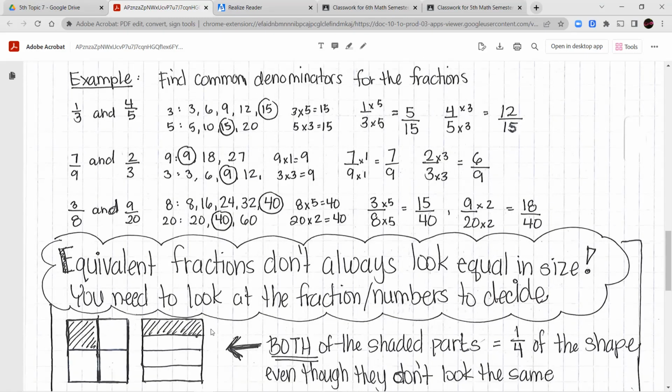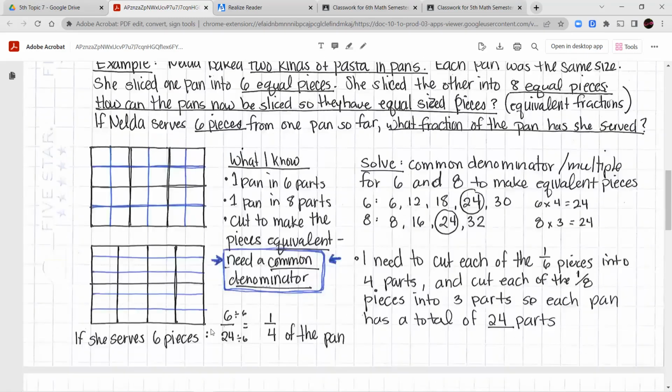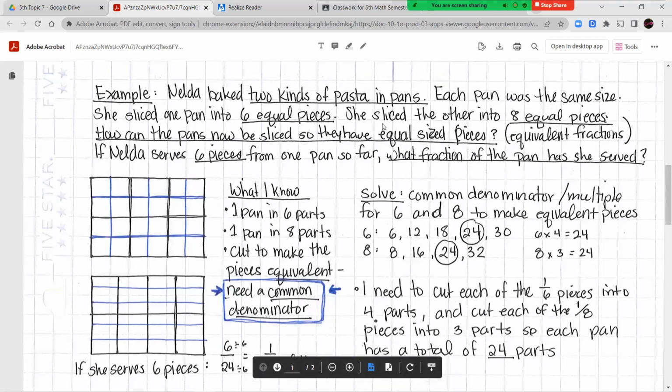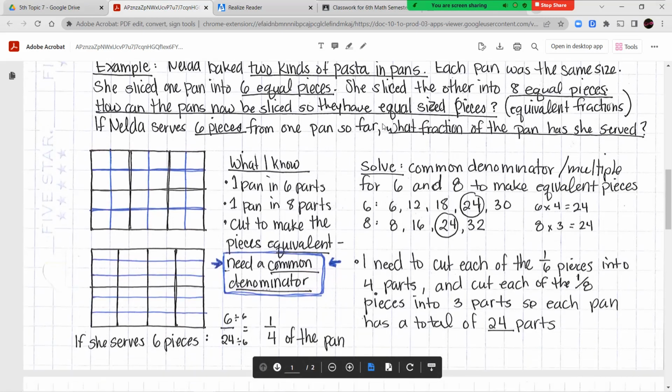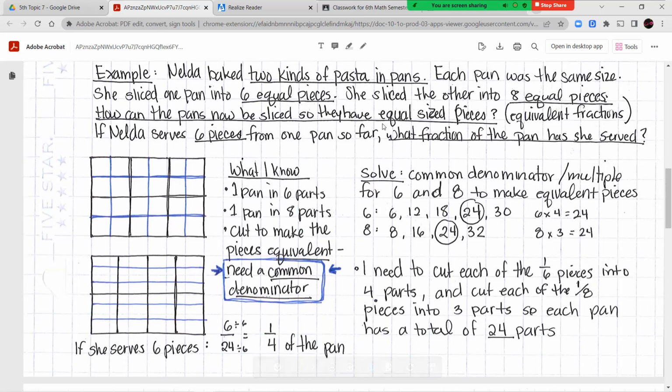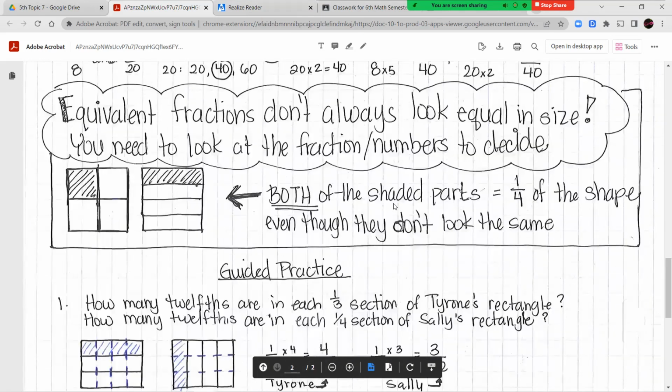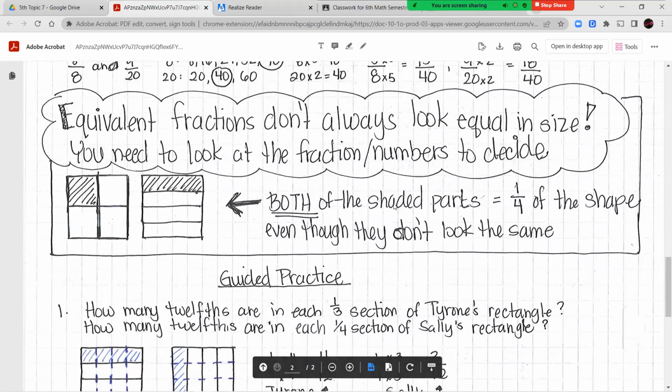All right. Now here's my big disclaimer, which came from this example question that they had in your book that can be a little bit misleading sometimes. Equivalent fractions don't always look equal in size or shape specifically. You need to look at the fractions and the numbers to decide if they're equal.